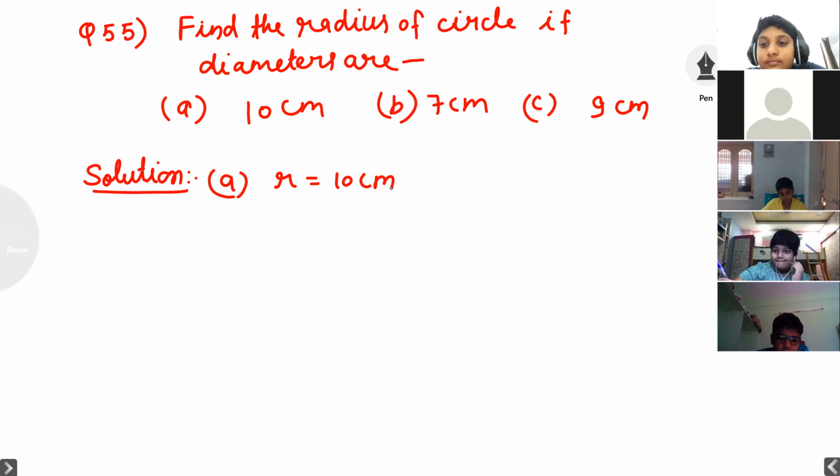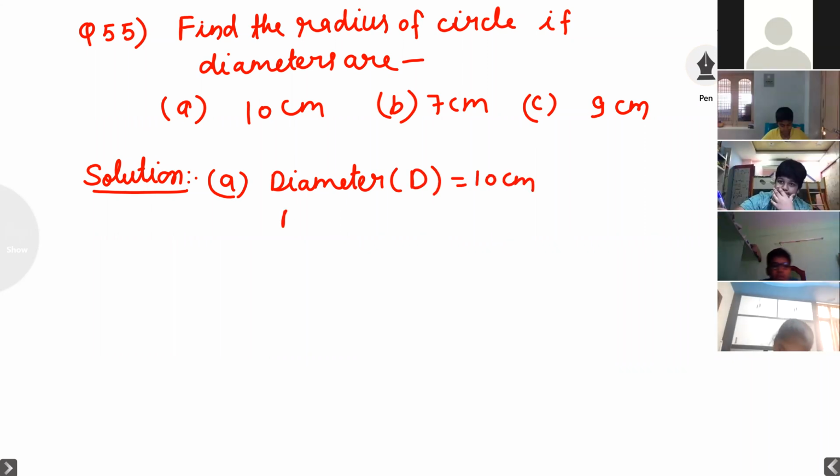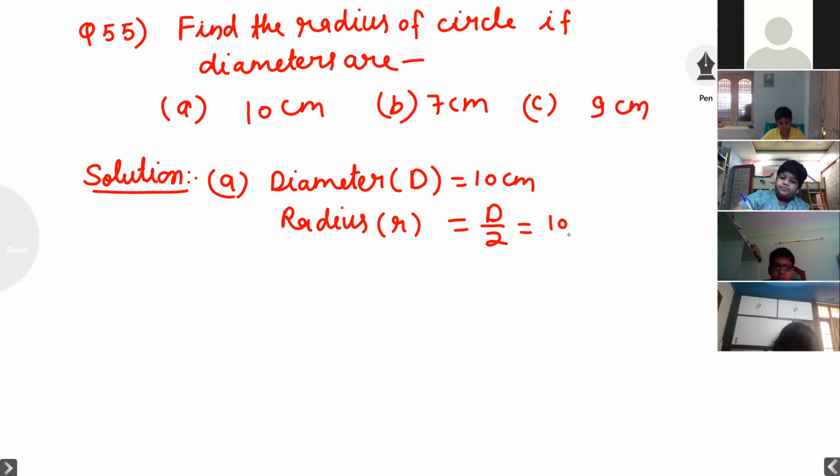I want to find out diameter. Oh, sorry. He has given diameter. Diameter capital D is equal to 10 centimeter. I want to find out radius. Radius is equal to diameter by 2, D by 2. D by 2 means 10 by 2 is equal to 5 centimeter.